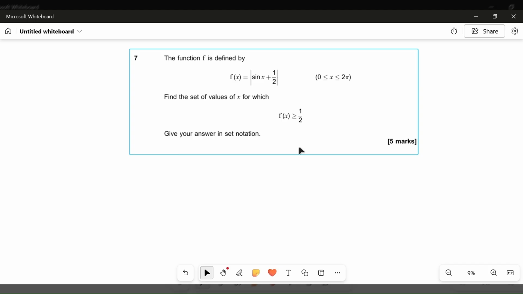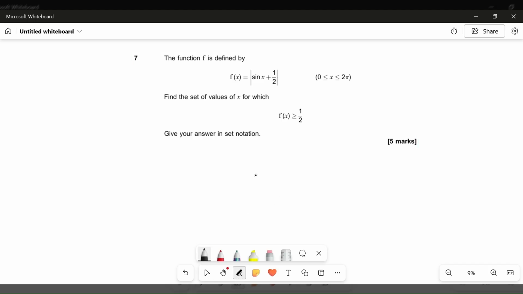So, for this question 7, we have a function defined by f of x is equal to the modulus of sine x plus a half, where x is greater than or equal to 0 but less than or equal to 2 pi, which is the domain in which this function is defined. The point of the question is to find the set of values for which f of x is greater than or equal to a half, and we will then write our answer in set notation.